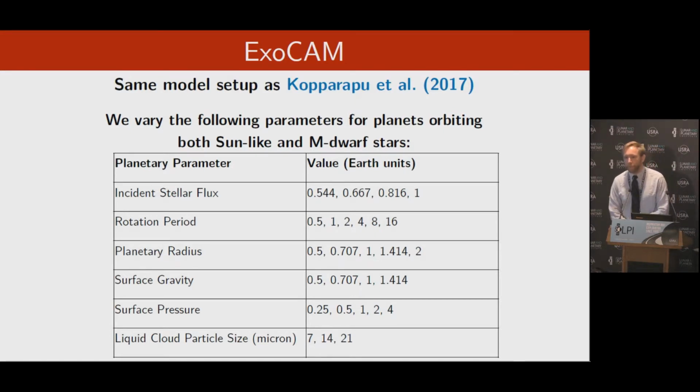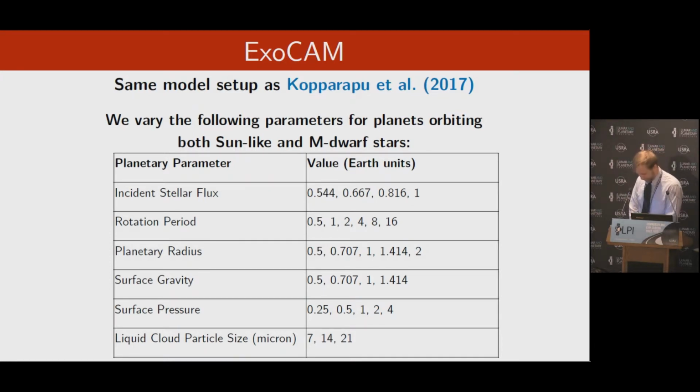I'm assuming that there's an aqua planet, I'm assuming only a nitrogen atmosphere, and I'm allowing sea ice to form on the ocean, and there's no added greenhouse gases. I'm varying a wide swath of parameters for planets orbiting both sun-like and M-dwarf stars. I'm varying the flux, the rotation period, the radius, the gravity, the surface pressure, and the liquid cloud particle size.